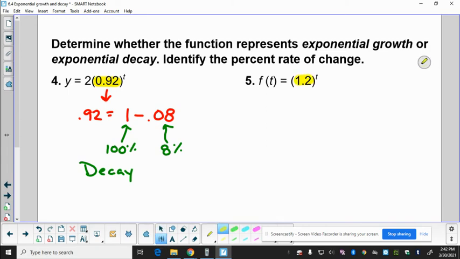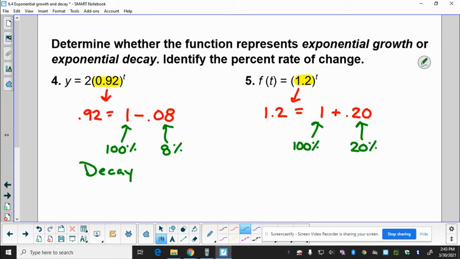1.2, what's that mean to us? Well, 1.2 could be rewritten as 1 plus 0.2, or in other words, 0.20. It's the same thing, isn't it? So once again, this 1 in decimal format means 100% of the original amount. 0.2 is not 2%, it's 20%. And that number's bigger, 1.2 is bigger than 1. So this is exponential growth. It's going over 100%, where decay is under 100%.